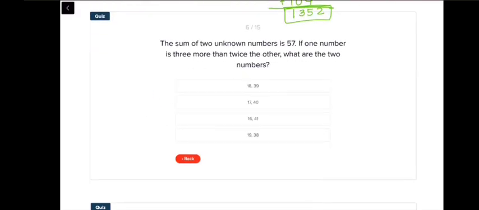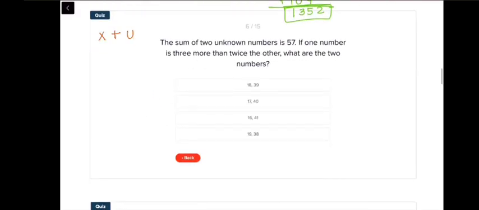This question states that the sum of two unknown numbers is 57. So let's take two unknown numbers, add them, and the answer must be 57. If one number is 3 more than twice the other, so let's say x is the one number, this number has to be 3 more than twice the other, so 2 times the other. What are the two numbers?